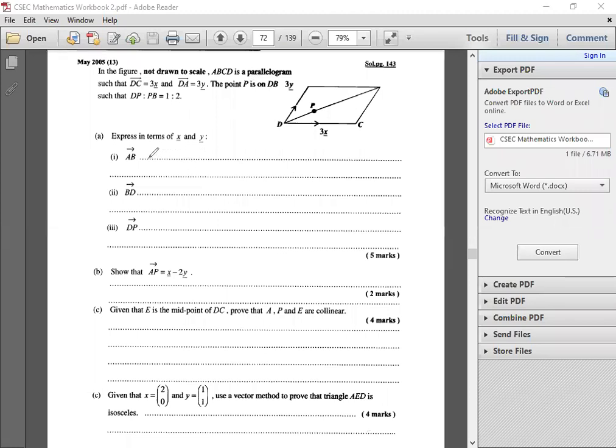So we're going to look at the question now. Best to write out the equation. So this is A up here and B. So AB would equal 3x because AB is equal to DC.